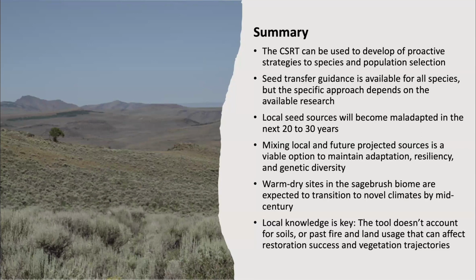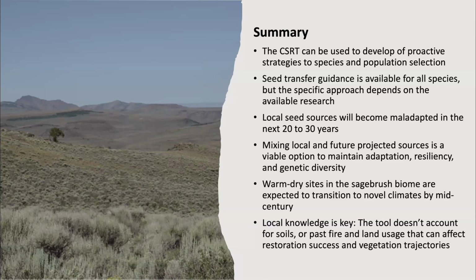Across the board, local seed sources will become maladapted in the next 20 to 30 years. I would recommend starting to think about mixing local sources with the projected future sources to maintain viability into the future and also increase genetic diversity in these sites. And again, warm, dry sites, these lower elevation sagebrush sites, are expected to transition into novel climates by mid-century.